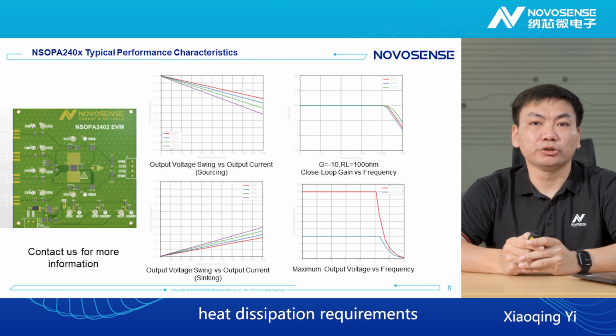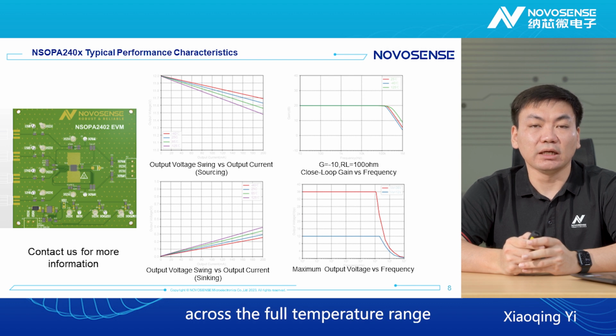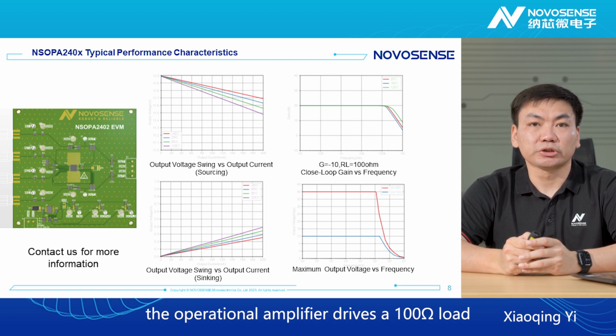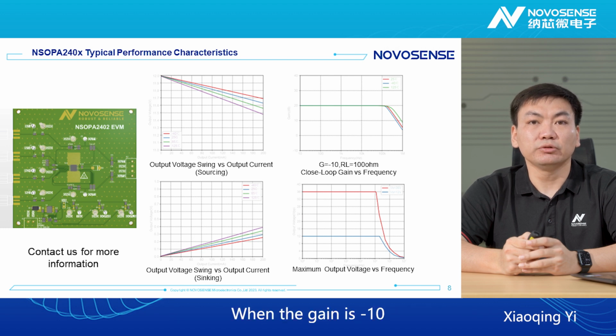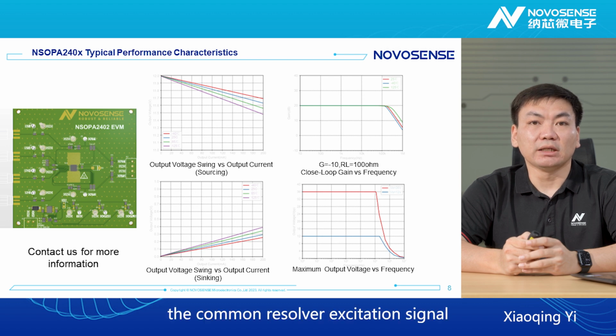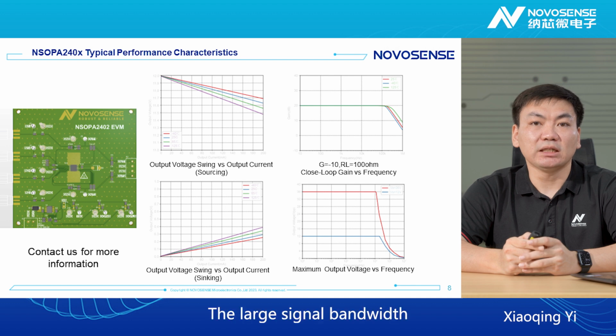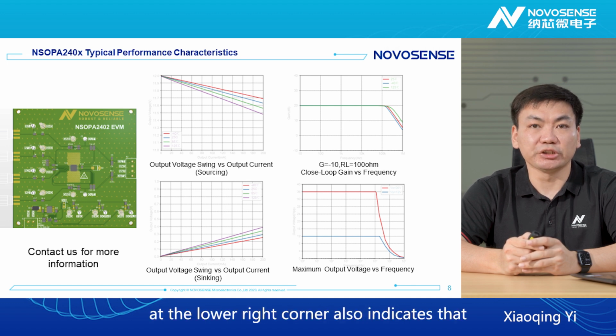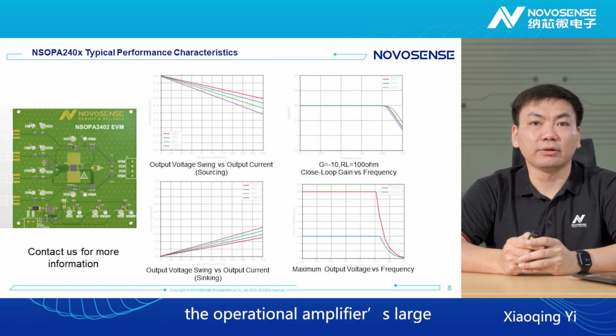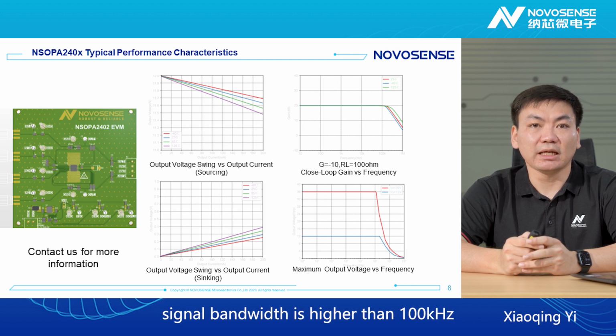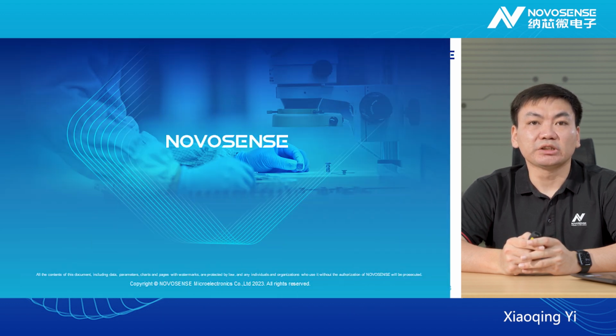thus trimming the system heat dissipation requirements. Another key parameter of the resolver drive is AC bandwidth. In the figure at the top right corner, across the full temperature range, the operational amplifier drives a 100 ohm load. When the gain is -10, the closed-loop bandwidth is higher than 100 kHz, far exceeding the common resolver excitation signal by more than a factor of 10. The large signal bandwidth at the lower right corner also indicates that the operational amplifier's large signal bandwidth is higher than 100 kHz.